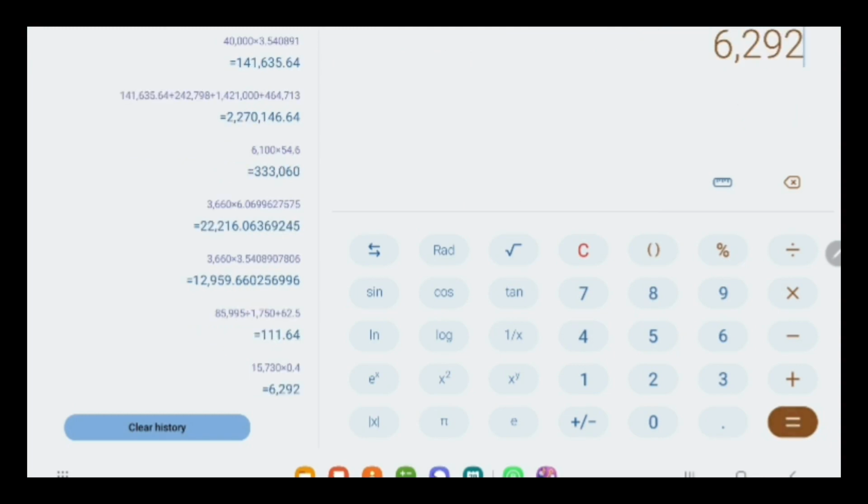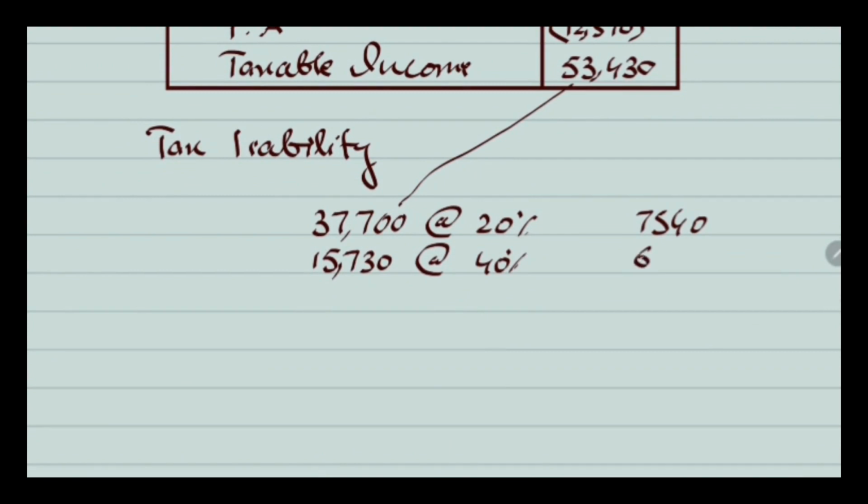So it will be 6,292. So the total tax liability would be 13,832. Next, we need to consider some more increment in his income and the implication of tax liability on that income.